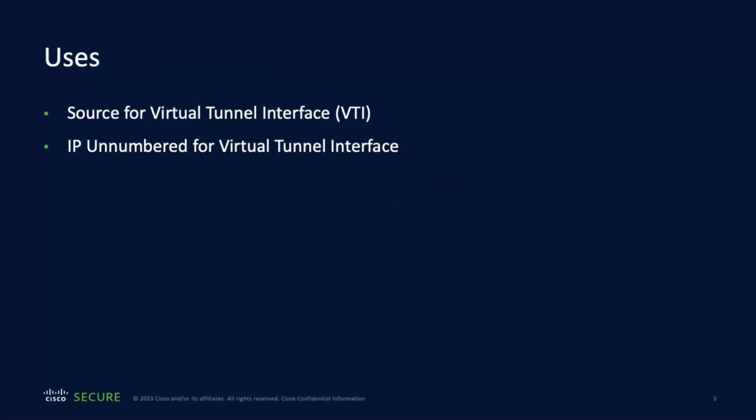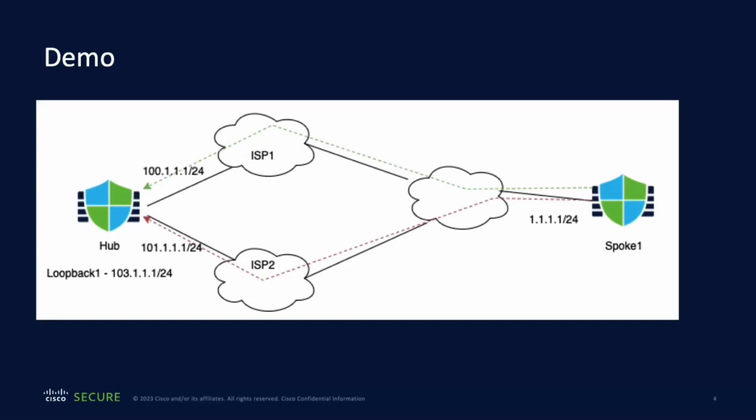Let's look at where we can use the loopback interfaces. In the 7.3 release, the loopback interfaces can be used with virtual tunnel interfaces, either as the source of the VTI or as IP unnumbered, allowing the VTI to borrow the IP address of the loopback interface. If you have multiple VTIs, all the VTIs can use the same loopback interface as IP unnumbered and help preserve the IP addresses. Now we'll take a look at a quick demo.